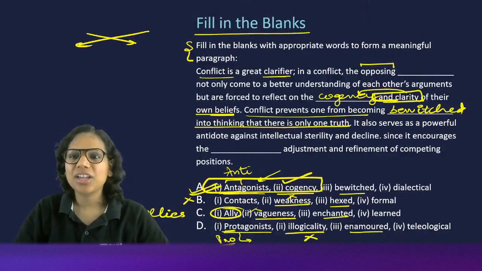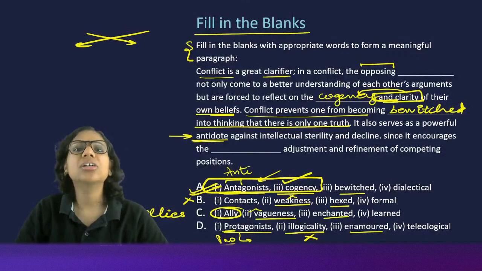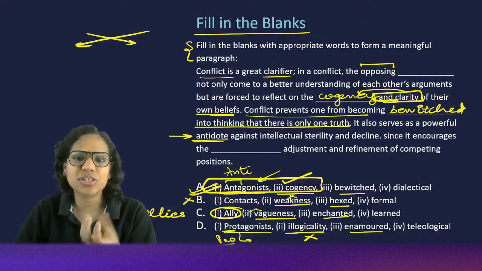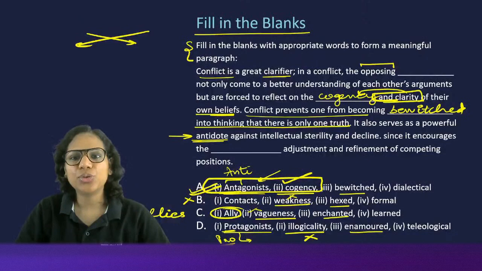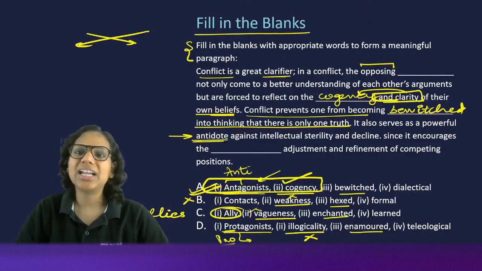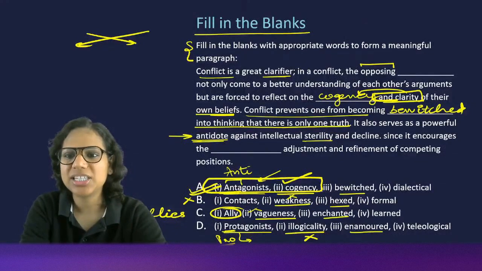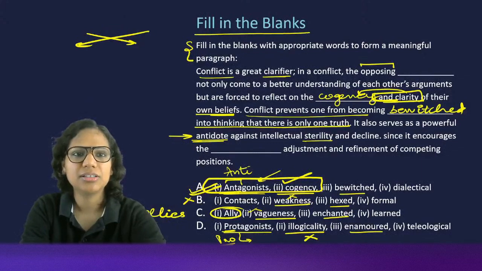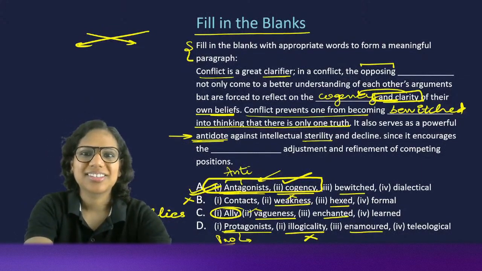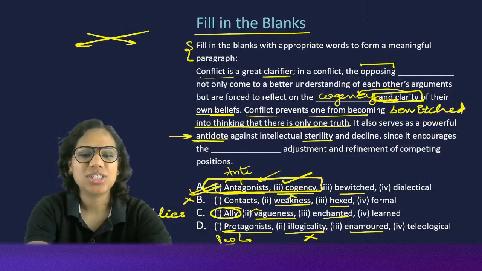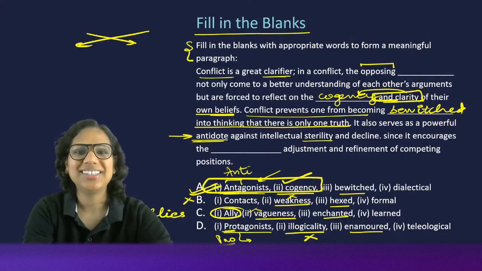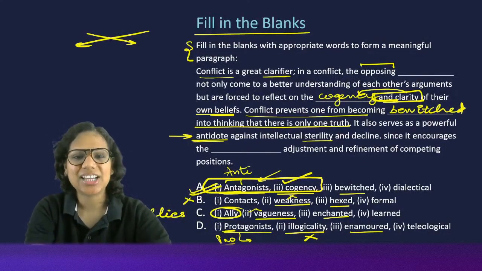Okay, let's look at the last one. It also serves as a powerful antidote. An antidote is a cure against some poison. A powerful antidote against intellectual sterility and decline. What is sterility? Intellectual sterility. Sterilization, I think you can associate it with that. What does it mean? Actually, this word comes from sterile.